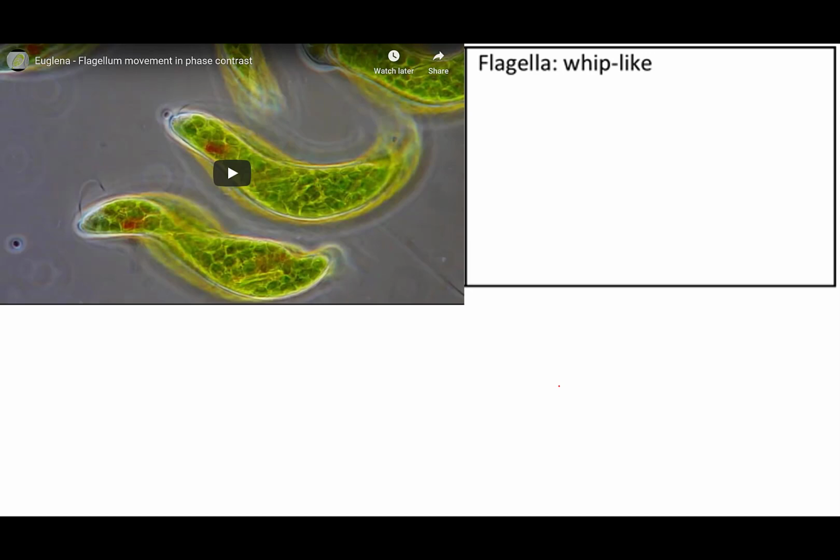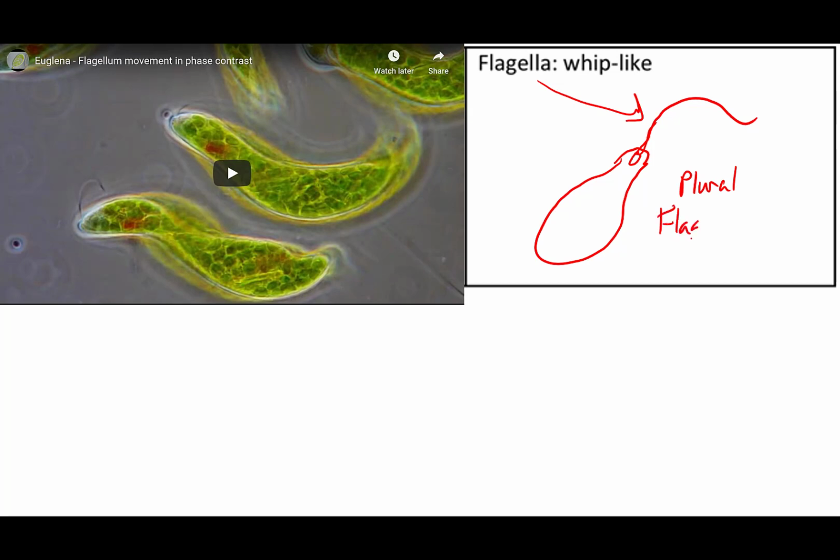And then we get to the flagella, those whip-like structures. So in the euglena here, it's going to have this long tail, and that's what the flagella is. And plural would be flagellum, and the verb is flagellate.